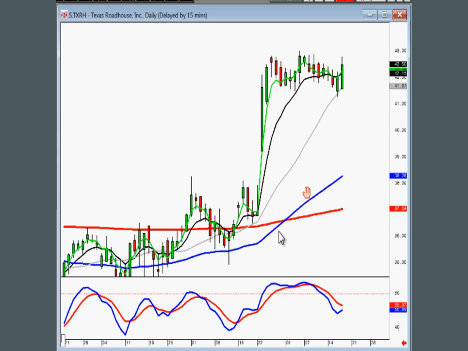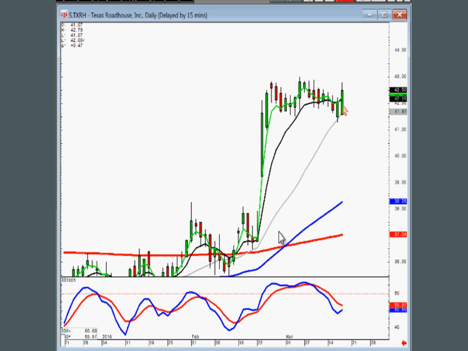TXRH, you can be buying this one. I'd be more apt to buy it when it broke through the $43 level, telling me wave 1, wave 2, wave 3 is in progress. A J hook, Robert, I'll get to a J hook. I'll find one here.